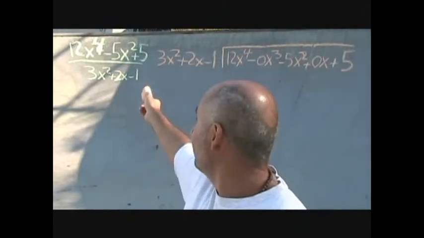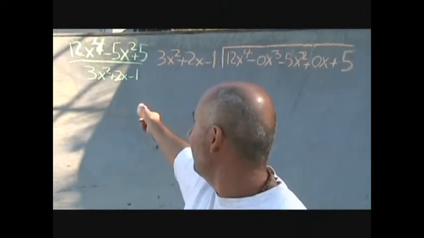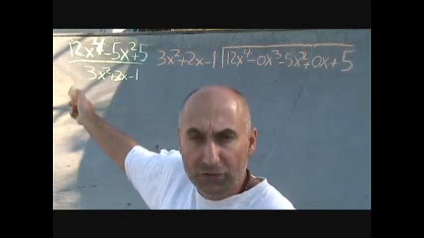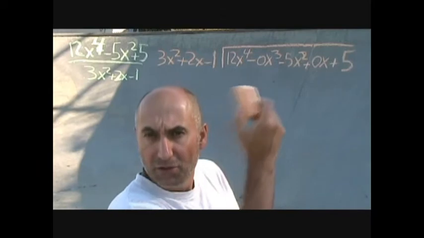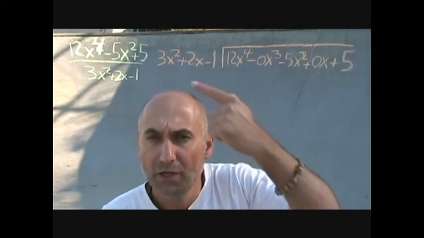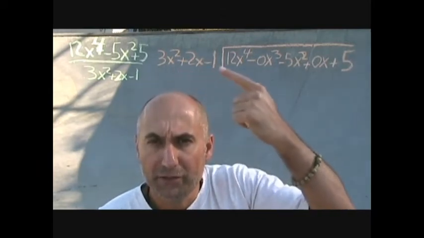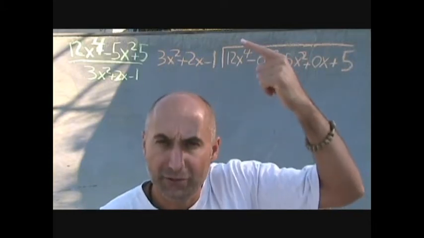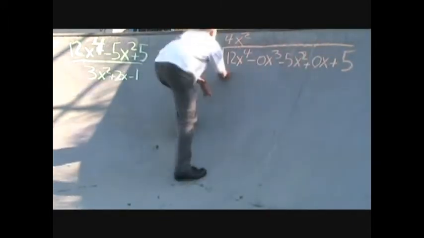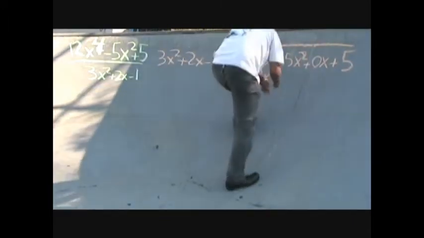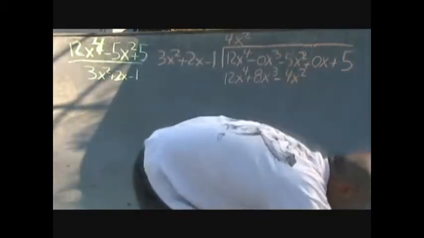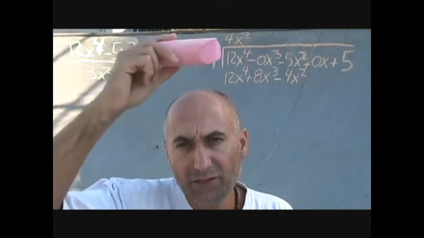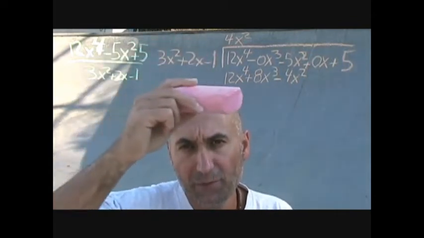12x to the power 4 minus 5x squared plus 5, divided by 3x squared plus 2x minus 1. So they ask you to do that long division, and you set it up in your long division format. Again, you look for what you multiply 3x squared by to give you 12x to the power of 4. Well, that's just going to be 4x squared, so you put that up there. We multiply 3x squared by 4x squared, and we get 12x to the power of 4.